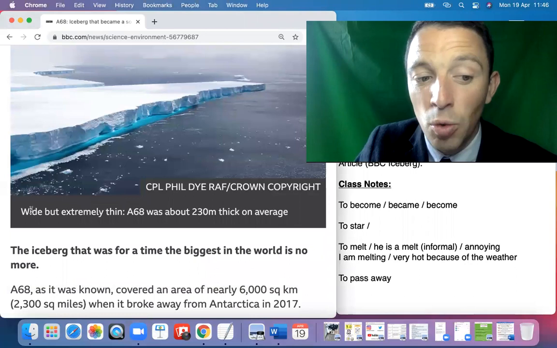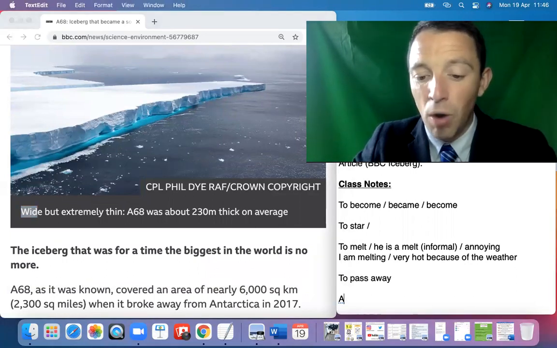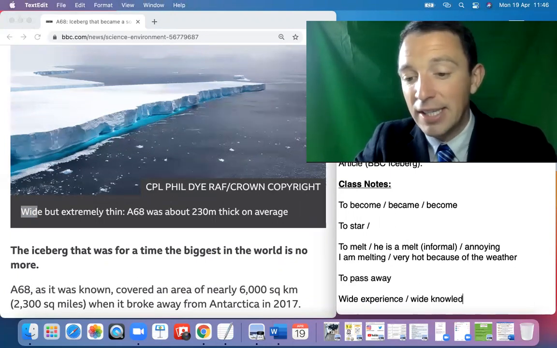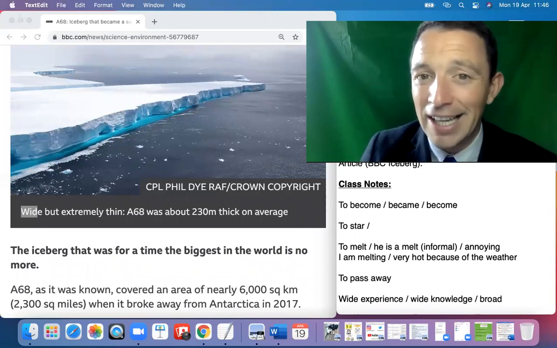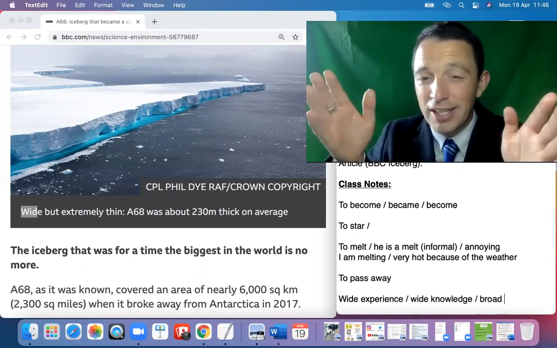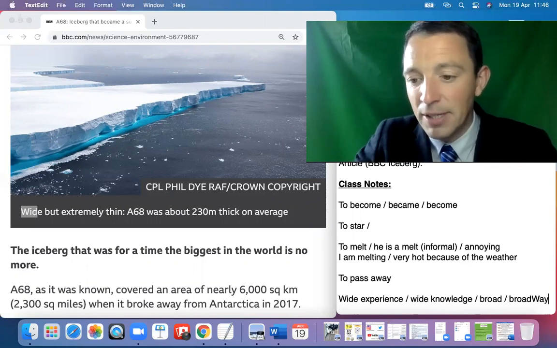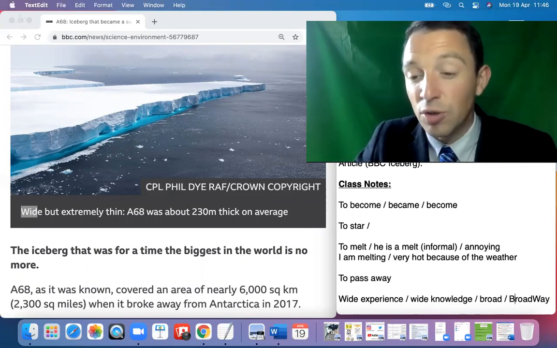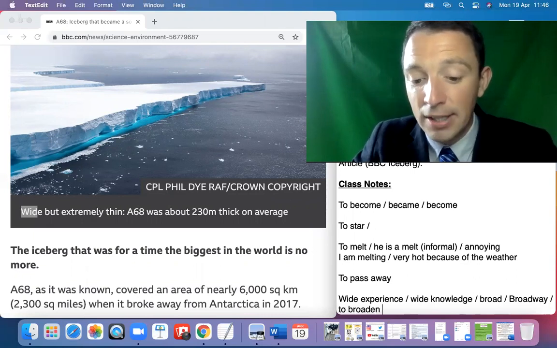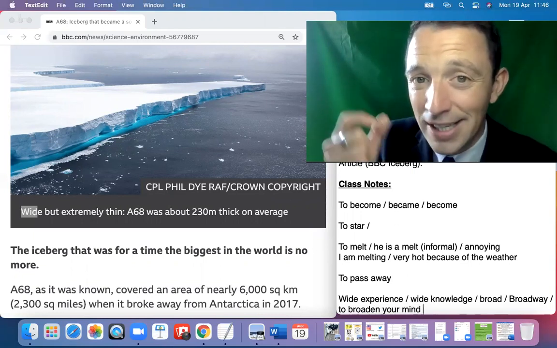Okay, so here we have very important adjective wide. In Spanish, it's amplio. And you can say wide experience, wide knowledge. And we have another word that's very similar as well, broad. And that's very typical as well. In America, people are familiar with Broadway because it's the street that's very wide with the theaters. Okay, so Broadway is obviously very, very famous. And again, you can use broad in other situations. For example, the verb to broaden your mind is like to open your mind. So the verb is possible with the adjective broad.